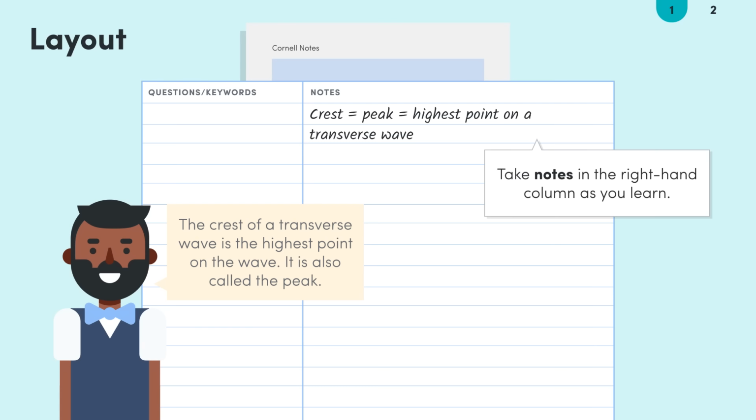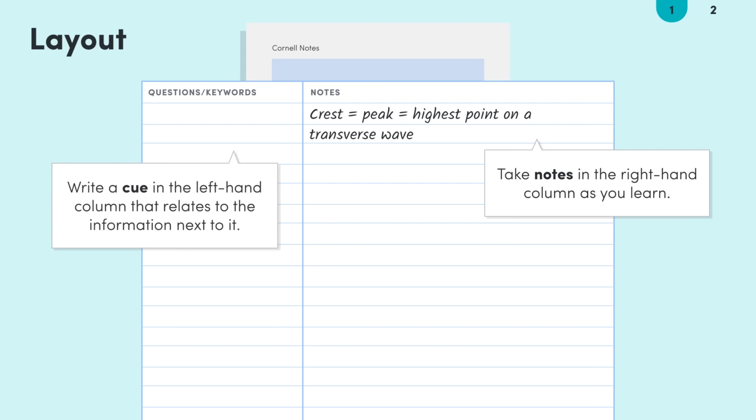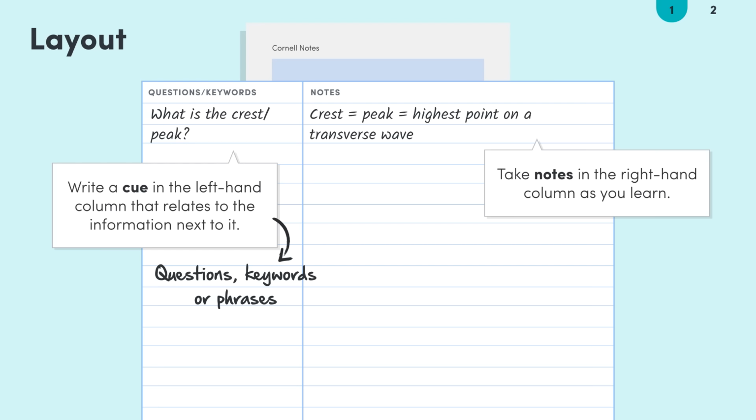All this seems pretty similar to regular note-taking, but here's the important part. We now want a cue on the left that relates to the information that we've just written down. A cue can just be a question, keyword, or phrase that refers to the material on the right-hand side. So in this case, a simple cue for the first point might be, what is the crest or peak? In some cases, the lesson might move on before we have time to write cues, and that's fine. We can just come back later and write the cues when there's a pause in the lesson.